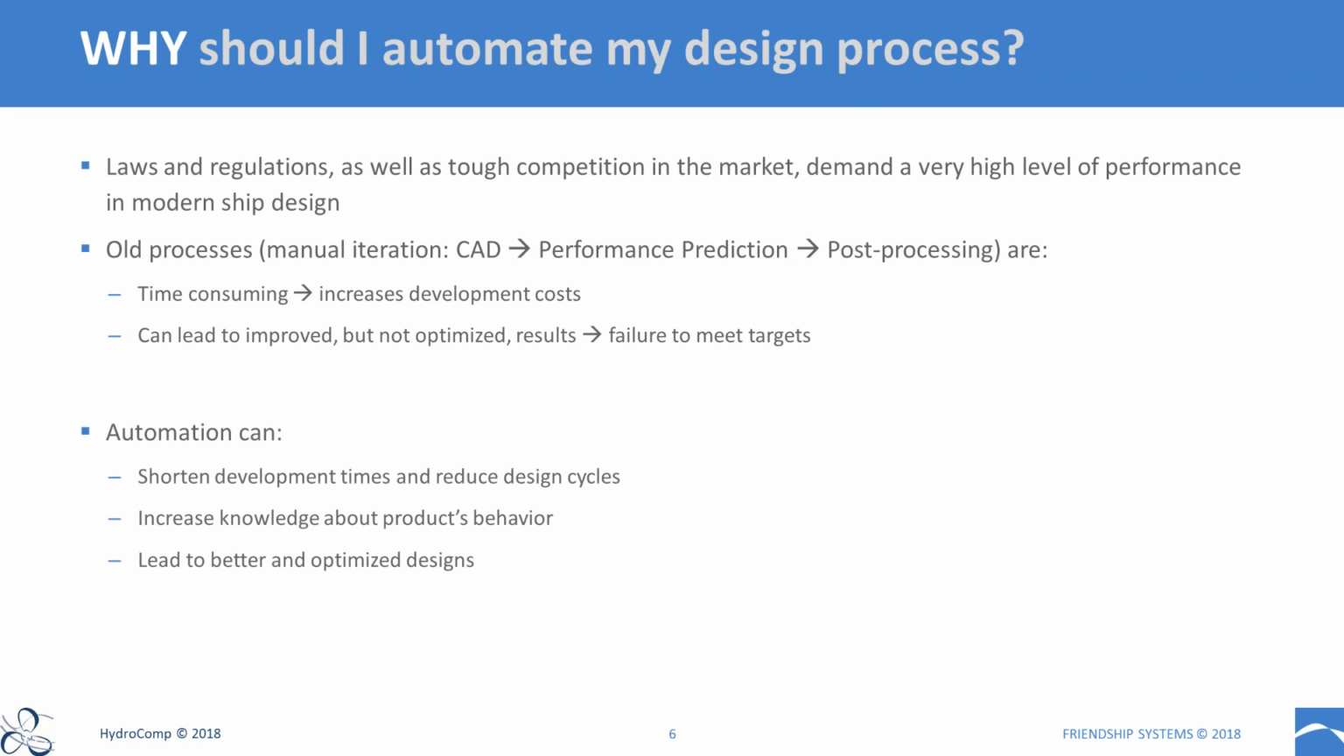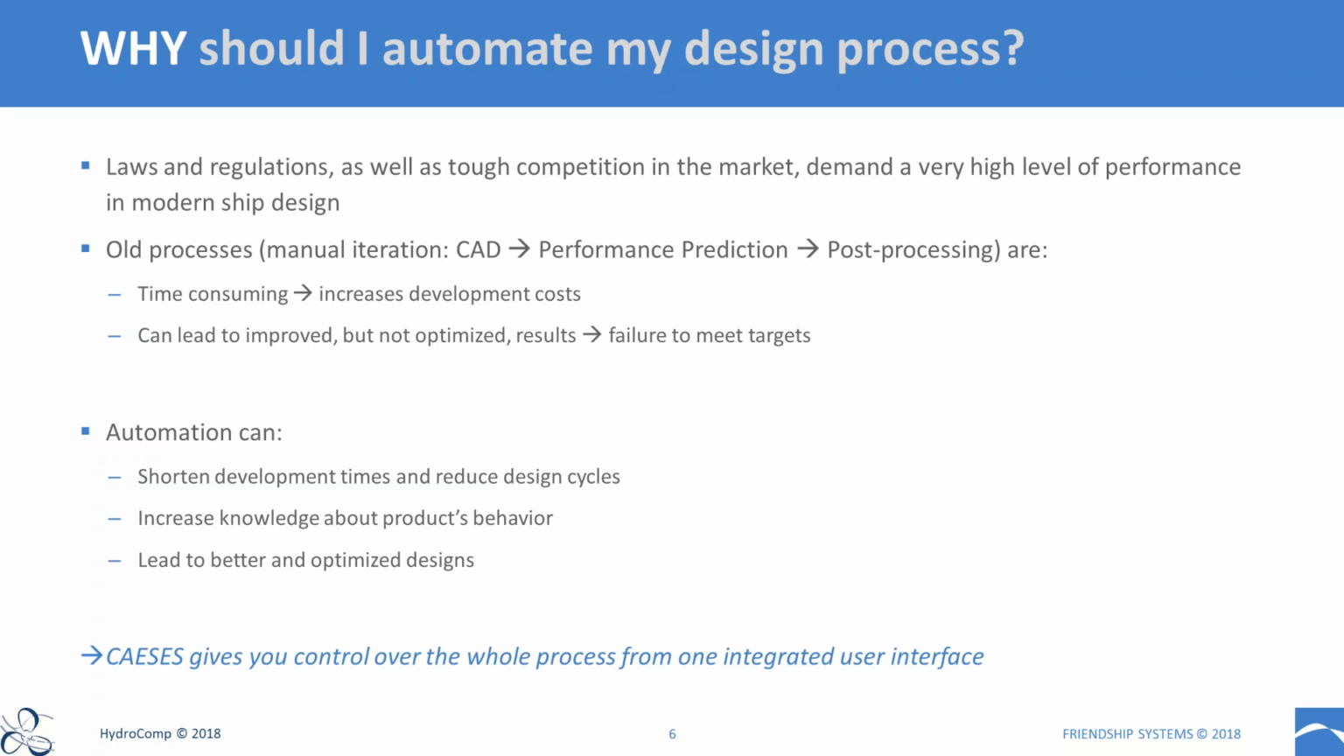The automation, of course, I think that's pretty clear now, can shorten these development times, reduce design cycles, reduce the amount of experiments maybe also, and lead to better and optimized designs. I think that's, so to say, the opposite of what we heard before. But also an important point, I think, is that it can increase very quickly the knowledge about the product's behavior in the early design phases, so that you can understand very quickly what kind of impact your geometry parameters have on certain performance characteristics.